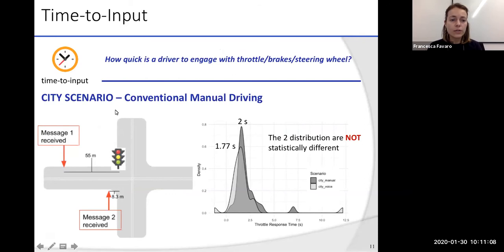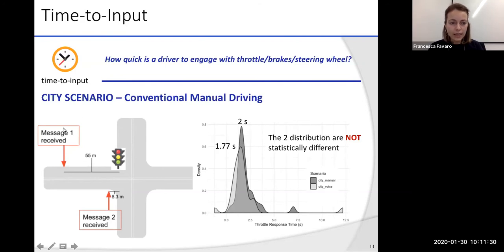So the first thing that we were trying to look at was, within the city scenario, how fast people were reacting at a traffic light. So imagine that this is the intersection we were testing. The car was coming from this way and reaching the intersection, and they would reach this intersection when the traffic light was actually red.